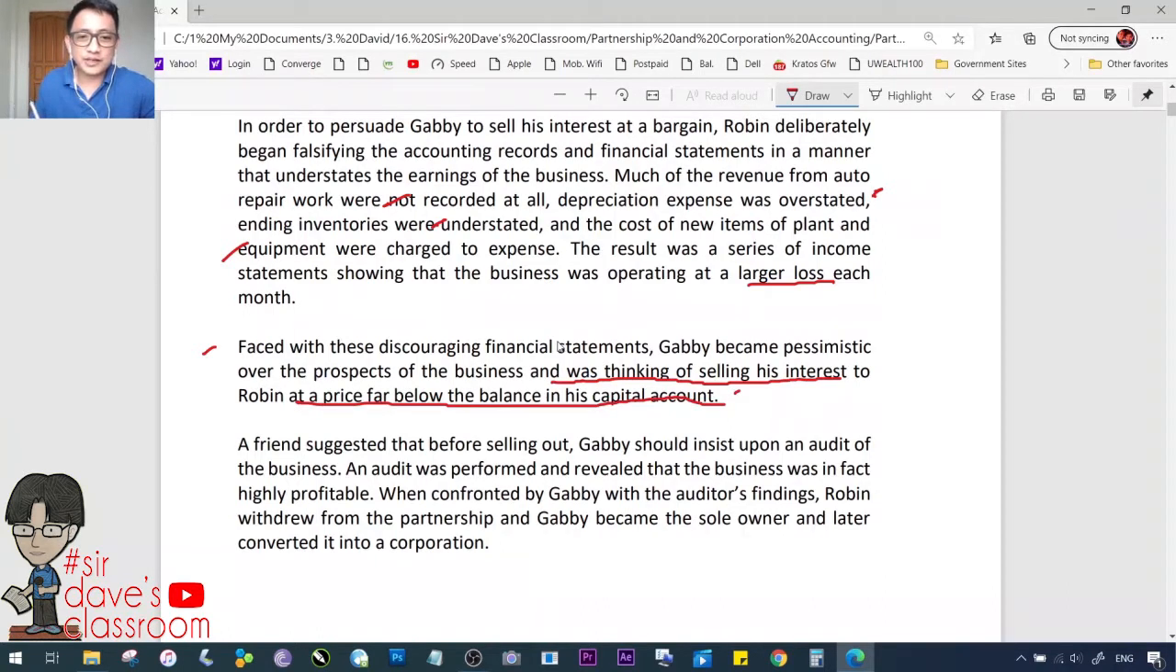account. A friend suggested that before selling out, sabi niya, Gabby, pa-audit mo muna bago mo ibenta yung share mo or yung interest mo. An audit was performed and revealed that the business was, in fact, syempre, nakita that it is highly profitable. When confronted by Gabby with the auditor's findings, Robin napahiya with the rebuke from the partnership and Gabby became the sole owner and later converted it into a corporation.